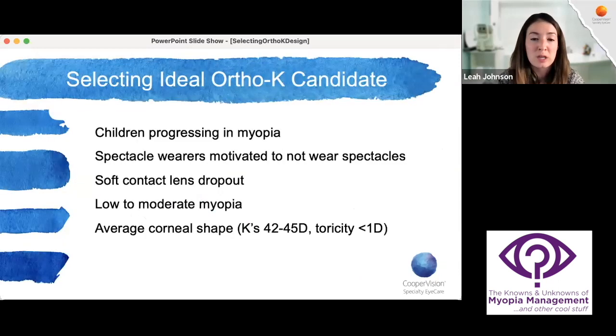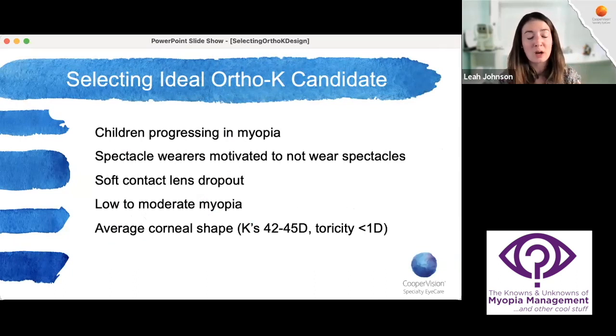And so to start, when you want to say, what ortho-k lens design should I use? The very first thing I think of is, who is the ideal ortho-k candidate? Because no matter if you have all these great ortho-k lens designs, if you don't have a great ortho-k candidate, that's going to be your first key to success. Choose the appropriate ortho-k patient.